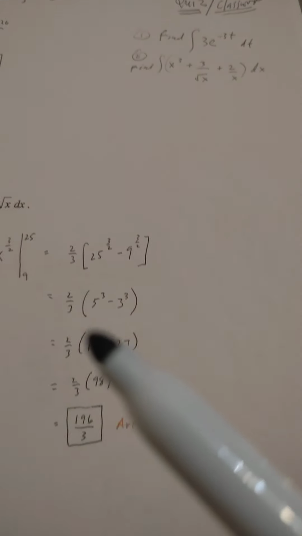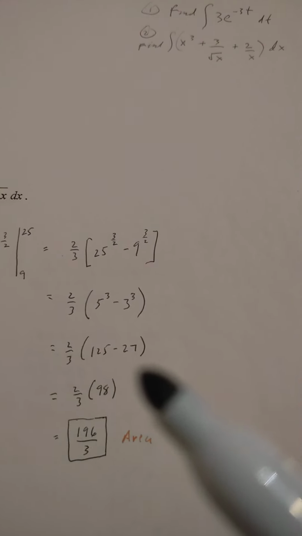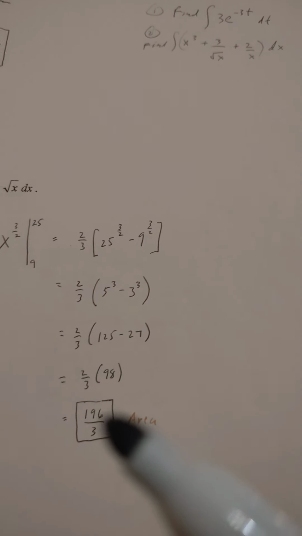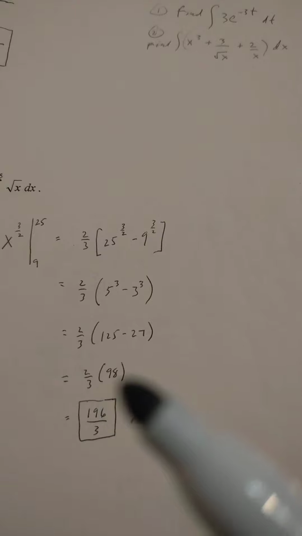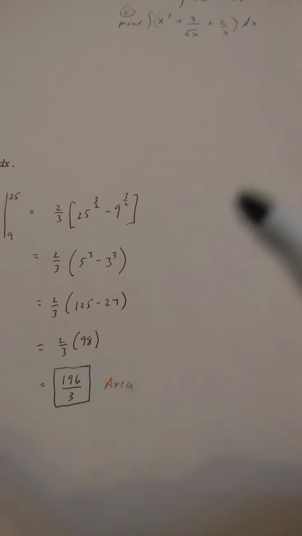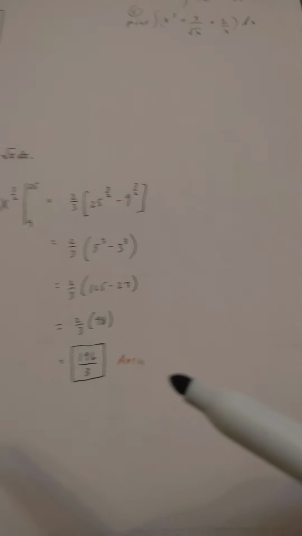What's 5 cubed? It's 125. What's 3 cubed? It's 27. And then 125 minus 27 is 98. So 2/3 times 98 over 1 is 196 over 3, which is a big number. You can just leave it as an improper fraction. So that would be the area.